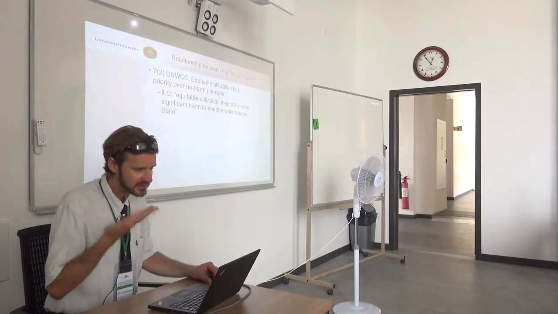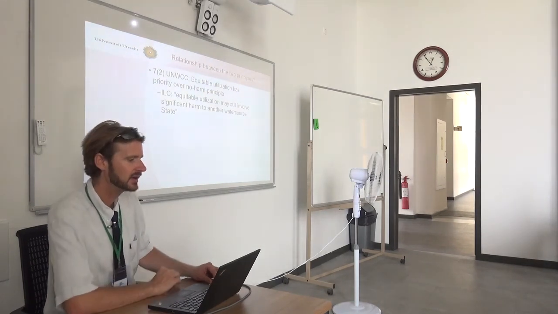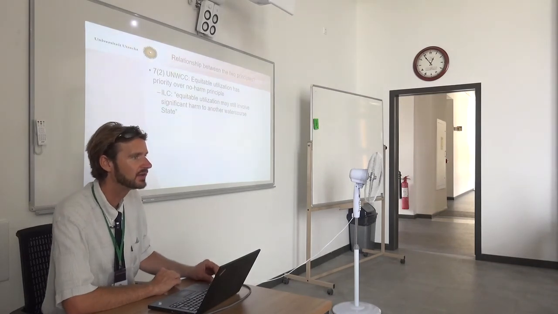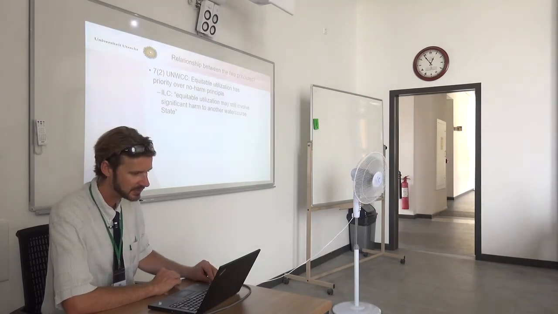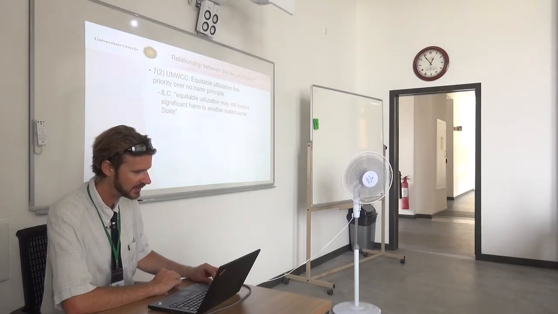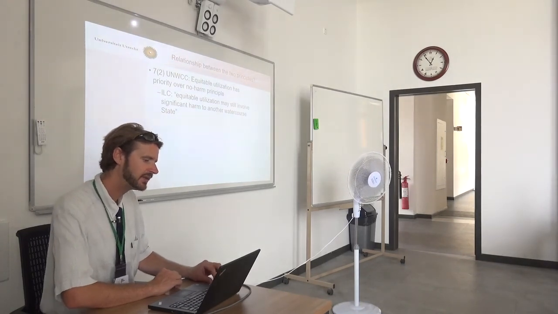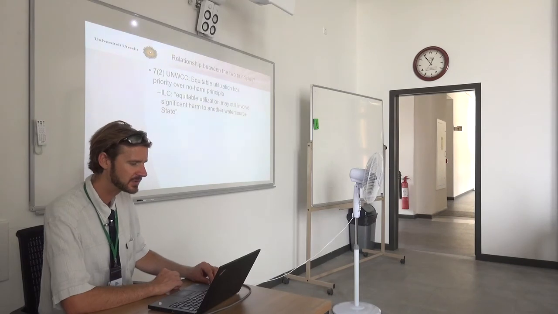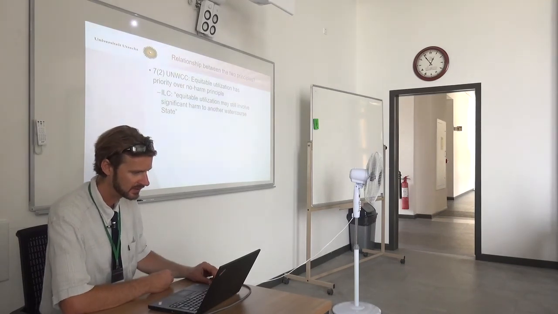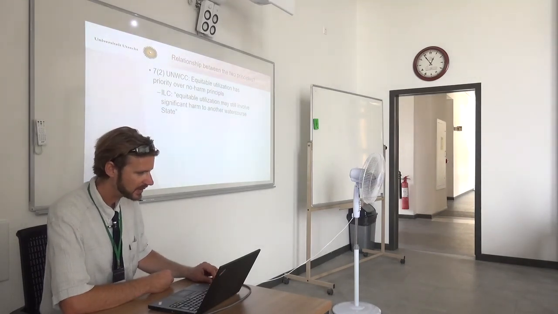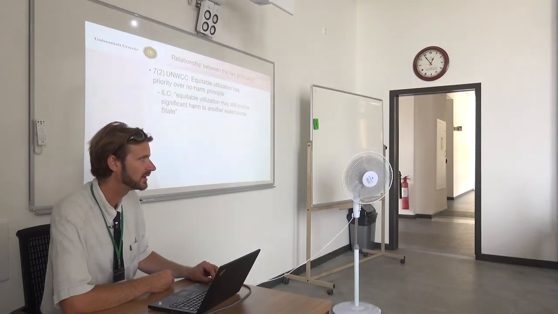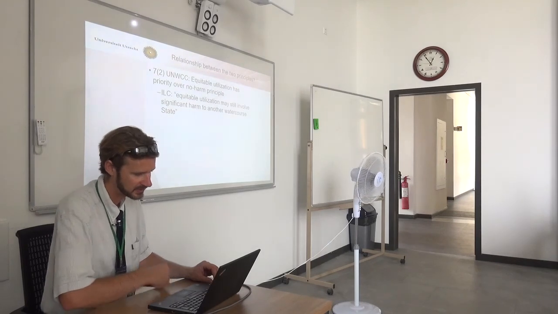If you look at ICJ case law, it's not so clear. So in the Gabčíkovo-Nagymaros case, the equitable and reasonable use principle took primary stage. But in the Pulp Mills case, the no harm rule was much more prevalent. But that could be because in both litigations, eventually it was about the interpretation of a particular bilateral treaty.